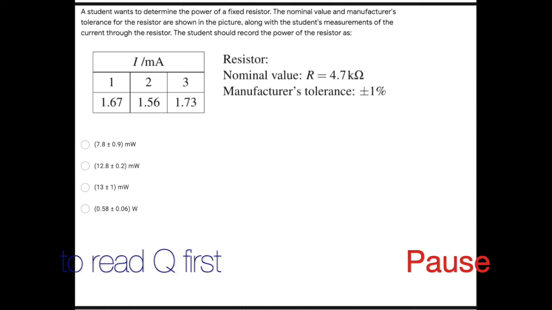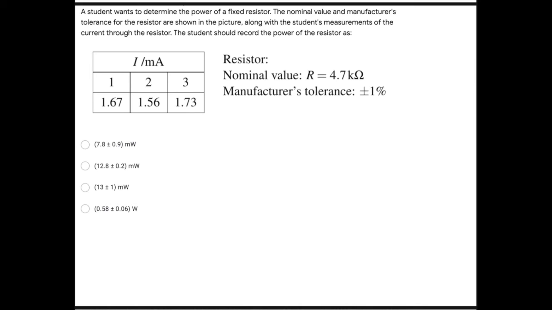Okay, so here we've been given a value for current, or rather a range of values for current, repeated readings, and a value for resistance, and we're being asked to work out the power of our resistor. So given that we've got current and we've got resistance, we know that we're going to be using P equals I squared R to calculate this.